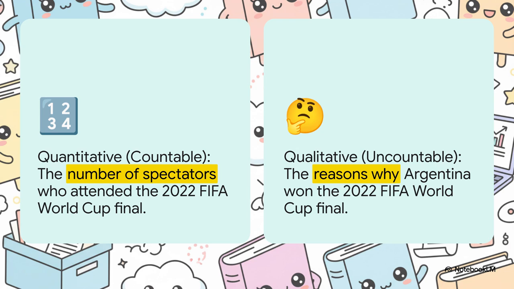Quantitative is all about the numbers, the stuff you can count, the what and how many, like how many fans were in the stadium. Qualitative data, that's the why. It's the descriptive stuff, the insights you get from talking to people, like figuring out the reasons a team played so well. You absolutely need both to get the whole story.